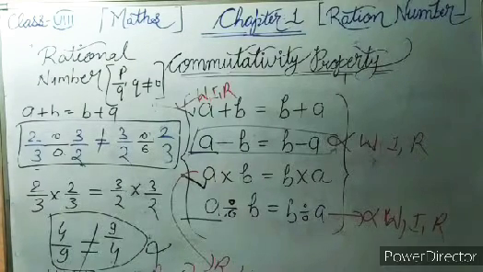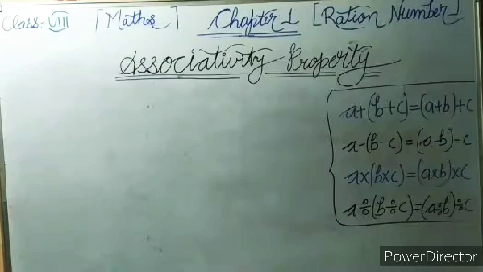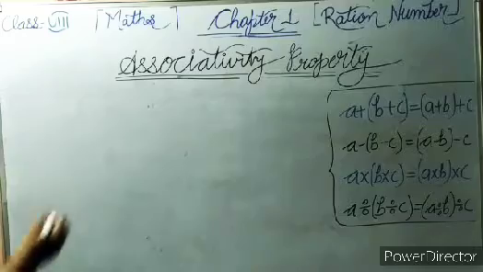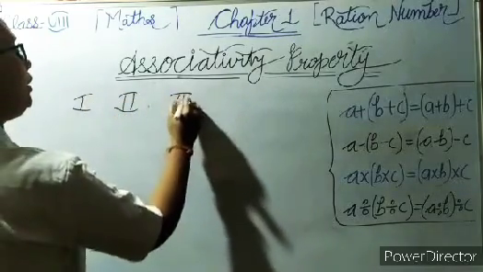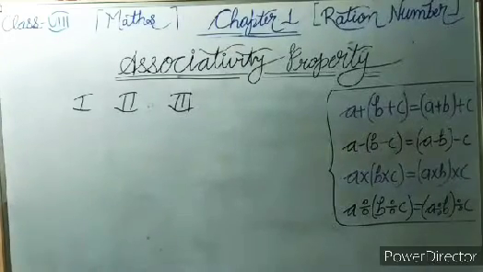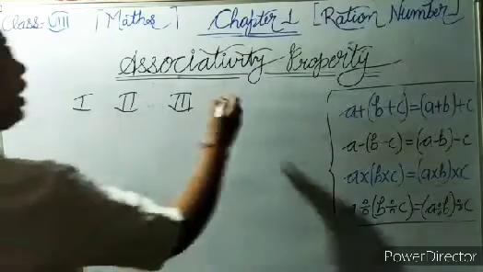Try this. Please complete this table. Associative property. First we understand what the meaning of associative property is. For associative property, we take 3 numbers. It is a very simple and interesting property. This property says the order is the same.